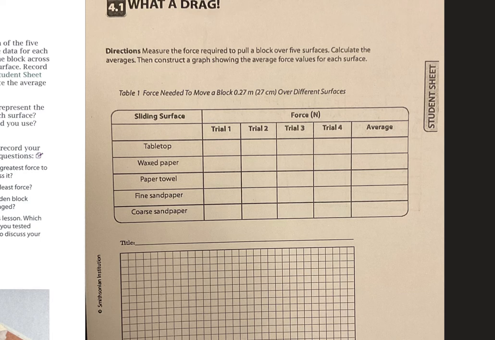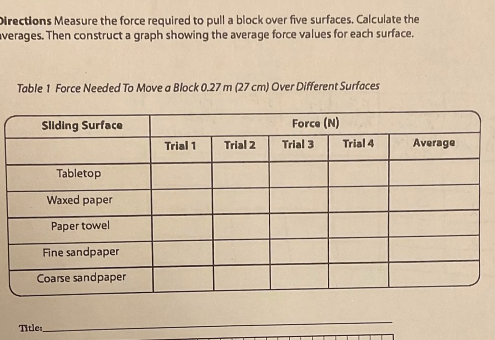So directions at the top there. Measure the force required to pull the block across each of the 5 surfaces, calculate the averages, and then you're going to construct a graph to show the values for each surface. So table 1, this is the force needed to move a block 0.27 meters or 27 centimeters over the different surfaces. And again, you just saw the videos on these. If you need to go back, rewind and do so. But we're going to go through and actually take some data.